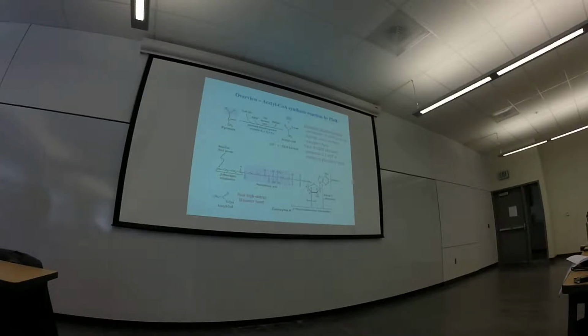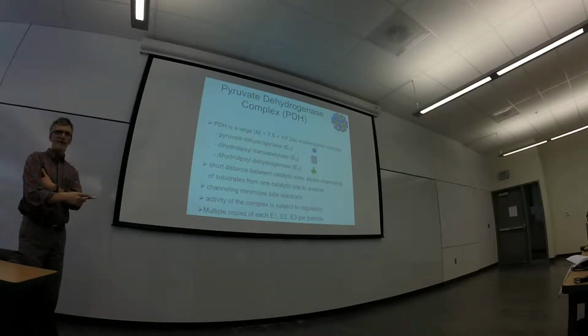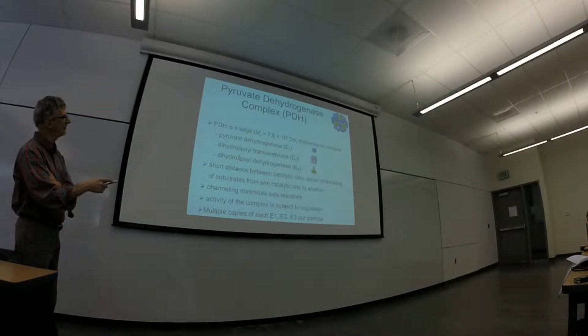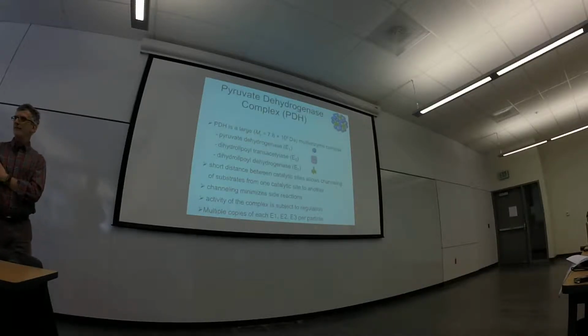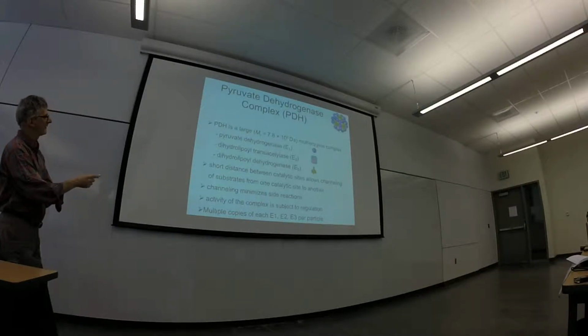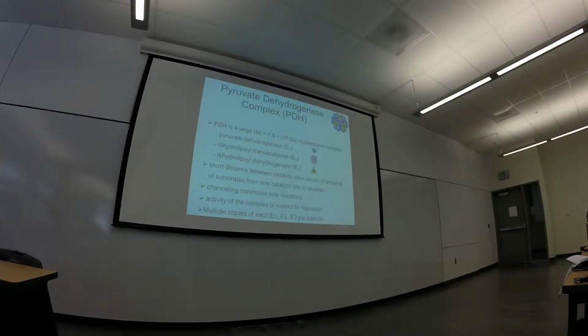But unfortunately, or fortunately, depending how you look at it, it doesn't have just one copy of each of those. It has like 30 or 40 or 50 copies of each. This is a cartoon of it. Here are all the E1s, the little purple balls. They're all part of one enzyme. So this enzyme is 7,800,000 molecular weight. It's made up of 3 different kinds of subunits, E1s, E2s, and E3s.